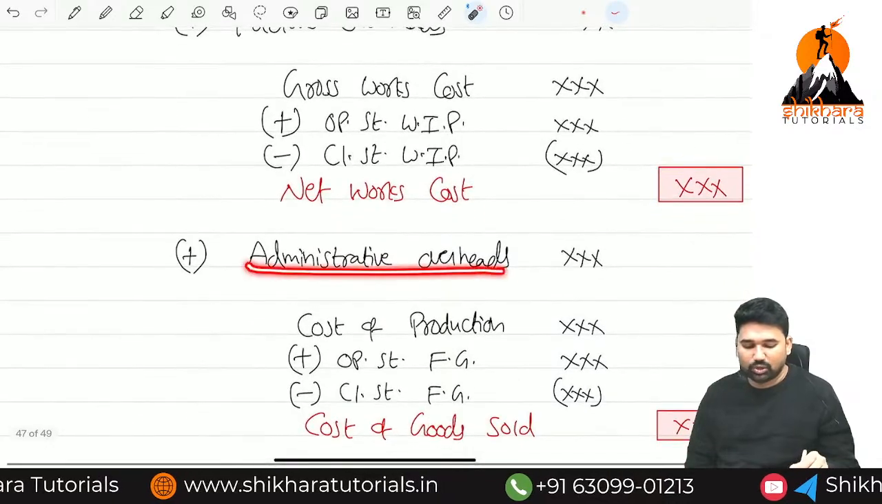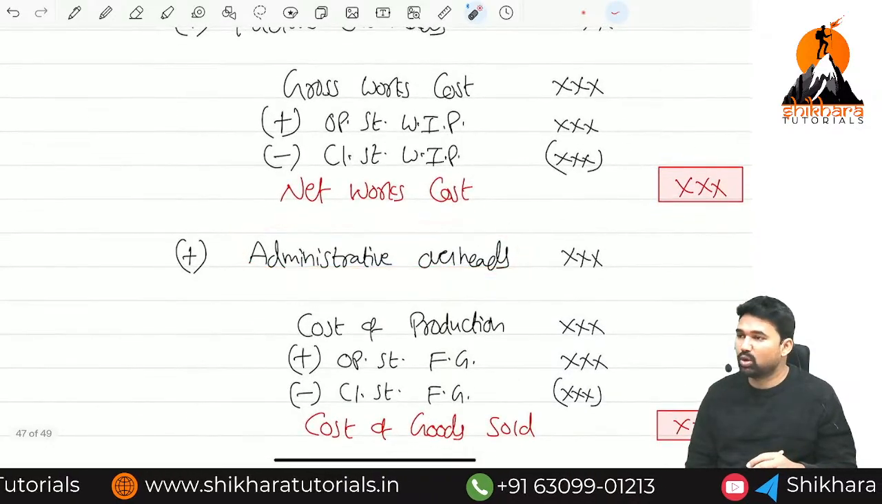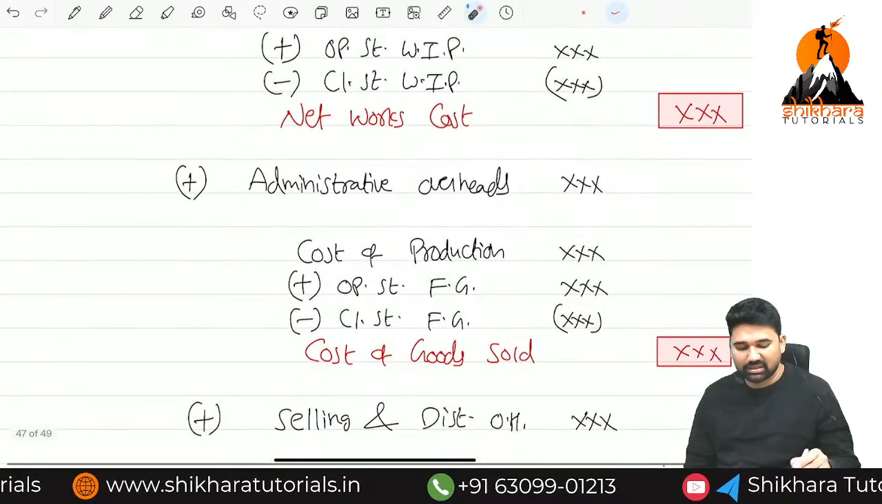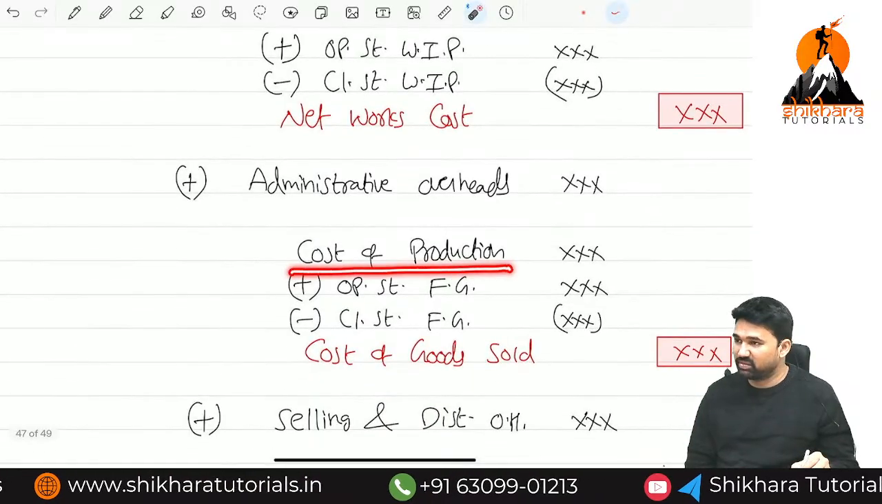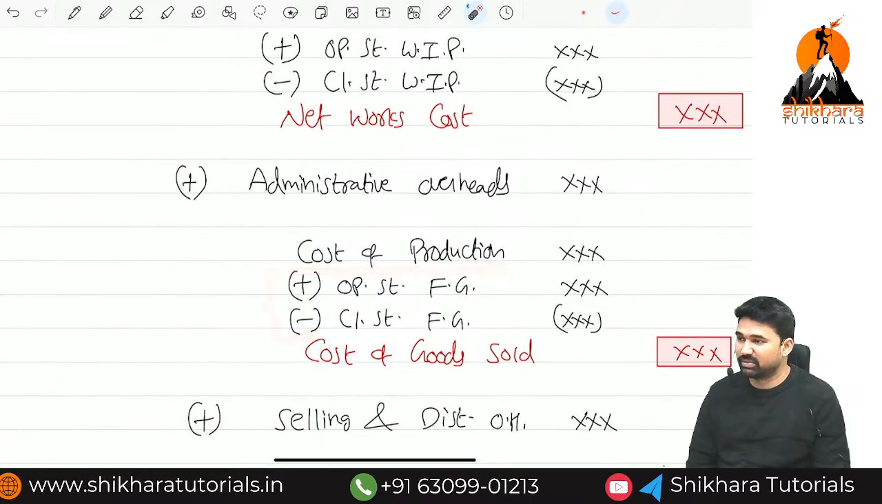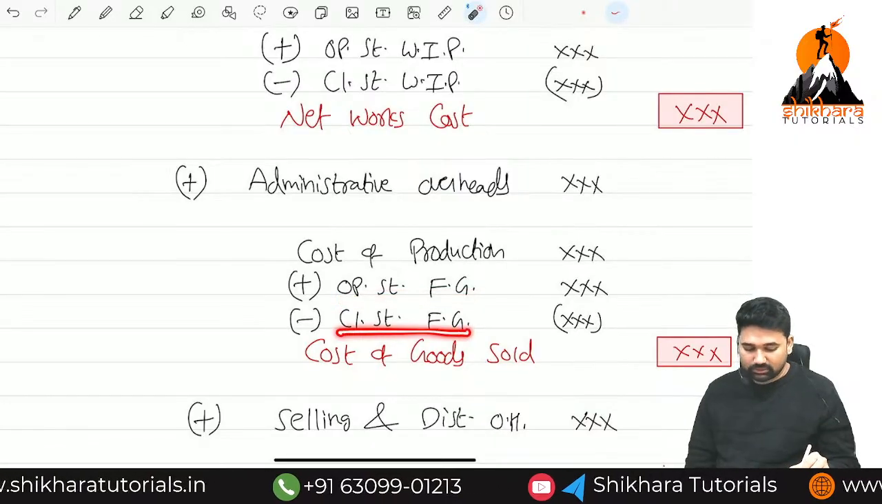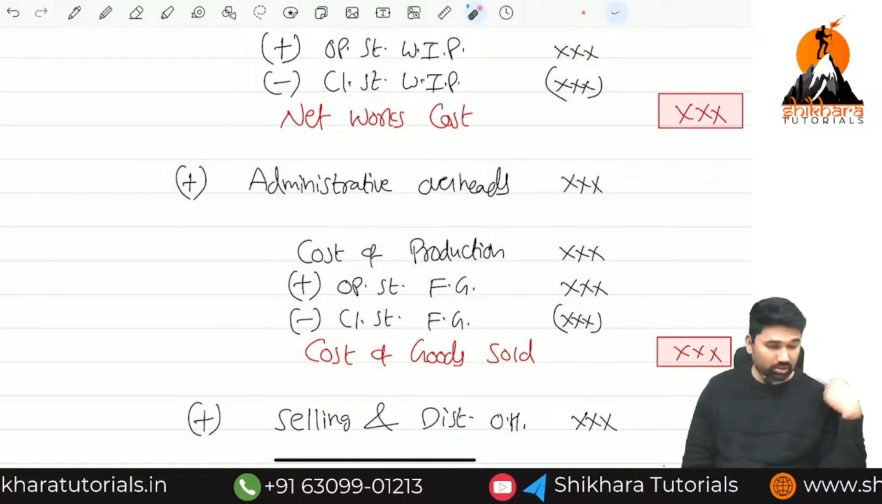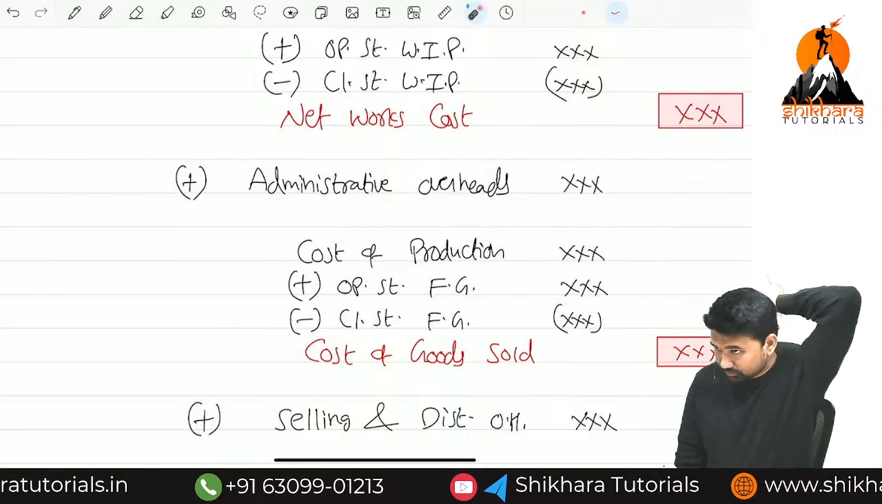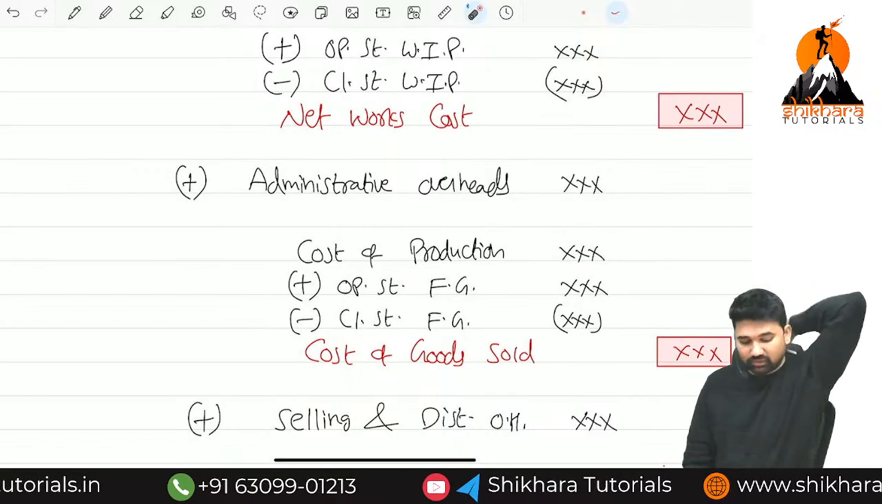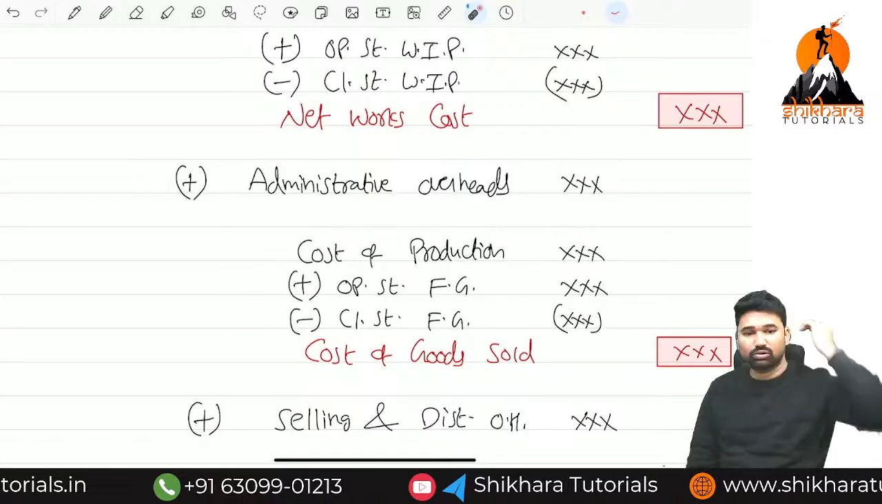And add administrative overheads. The result will be called cost of production. Again, we need to do some adjustment. Add opening stock of finished goods. Deduct closing stock of finished goods. It will give rise to cost of goods sold. Cost of goods sold. Okay.